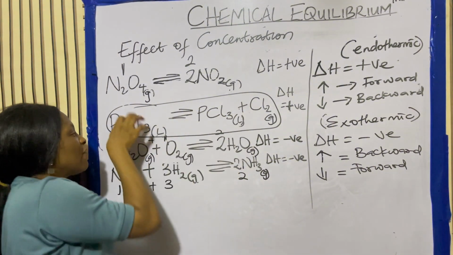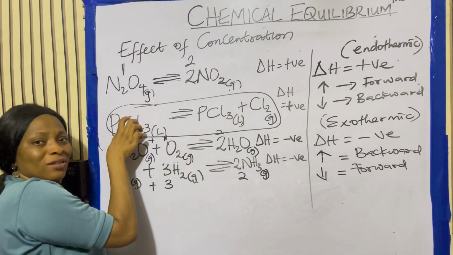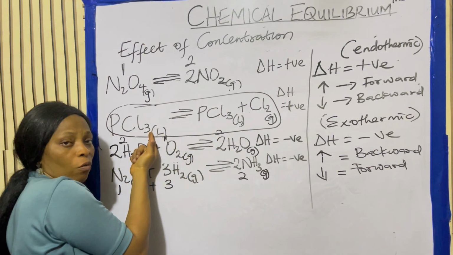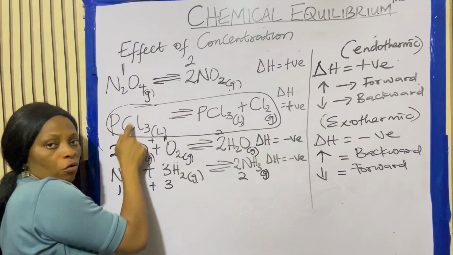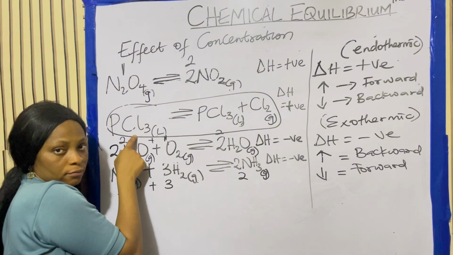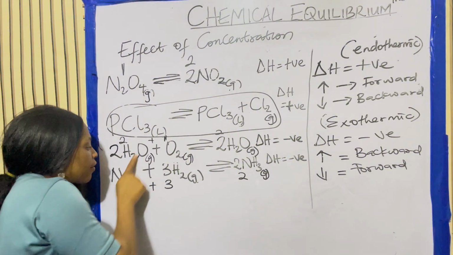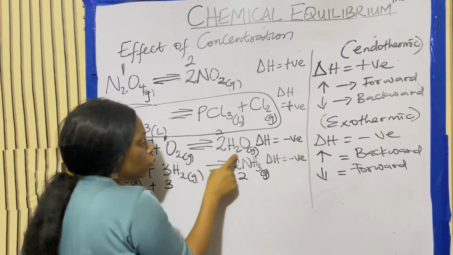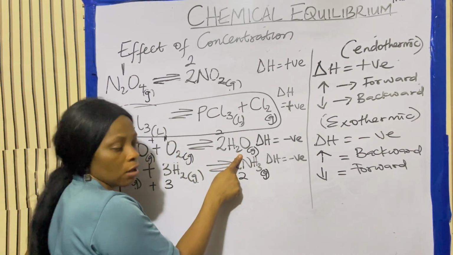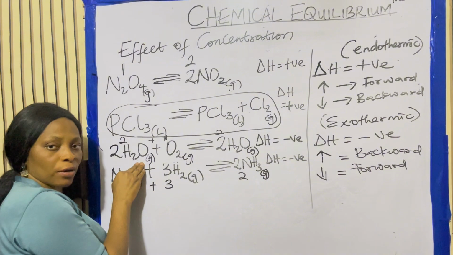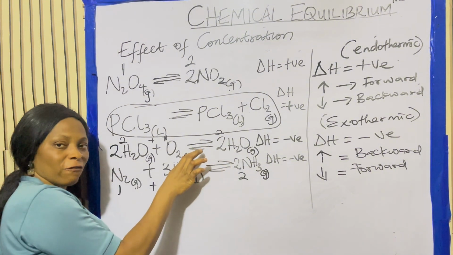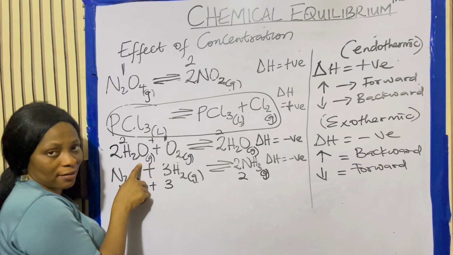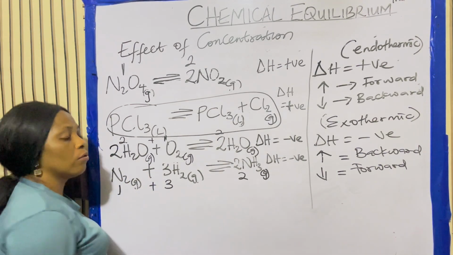Let's look at this. If you increase the concentration of these reactants, it is going to lead to the formation of more of the products. Now, what happens if you decrease the concentration? It becomes more dilute. It is going to favor the backward reaction. In other words, it is going to lead to the formation of more of this. Look at this. Increase the concentration of these reactants, it will lead to the formation of more steam. But decrease the concentration of these reactants, it will favor the backward reaction, leading to the formation of more of the reactants. The same thing is applicable here.